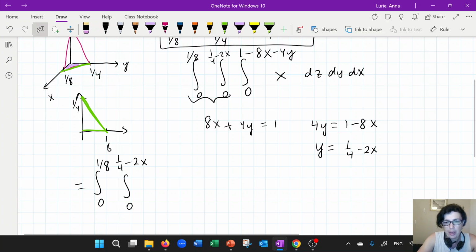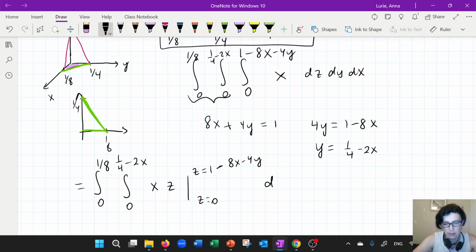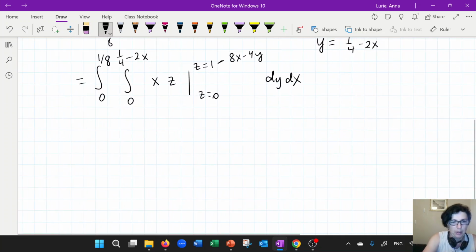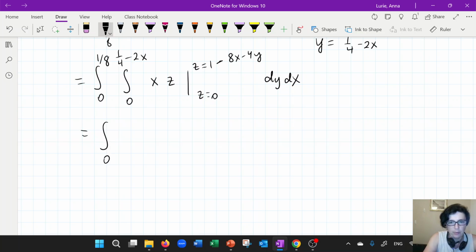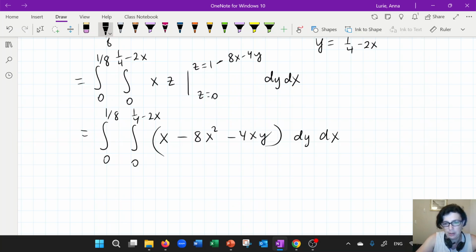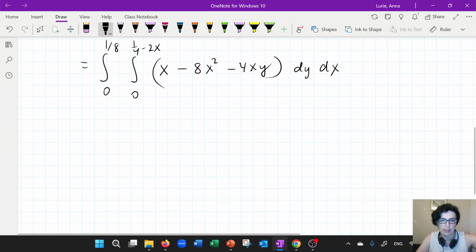Now, integral of x with respect to z will just be xz, right? And then we substitute z equals 0, z equals 1 minus 8x minus 4y, and then we still have dy dx. Okay, so let's substitute. First, let's substitute z equal 1 minus 8x minus 4y. And then everything will be multiplied by x. So this will be x minus 8x squared minus 4xy. Okay, so we did the integration because when you substitute z equals 0, obviously that's going to be 0.